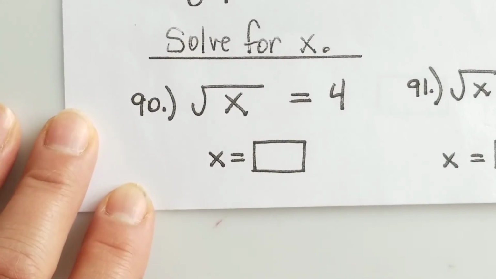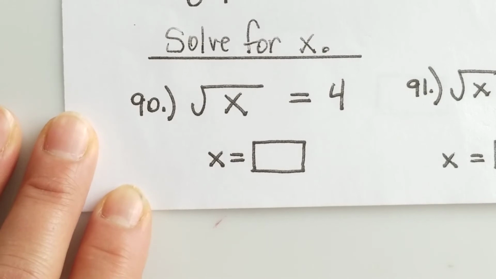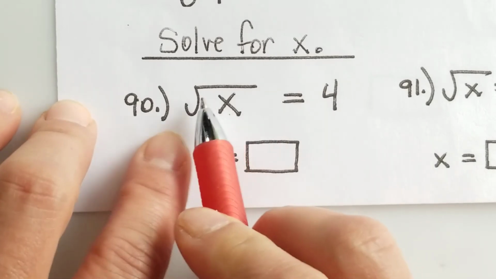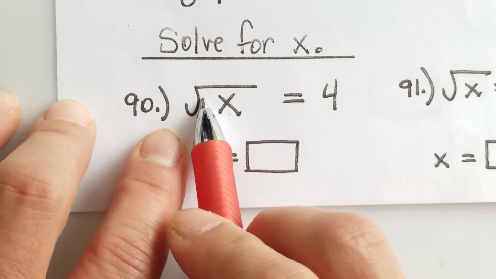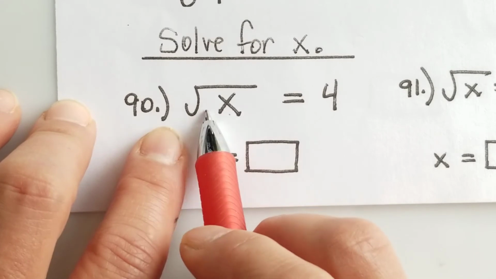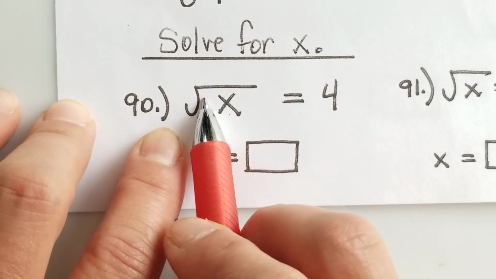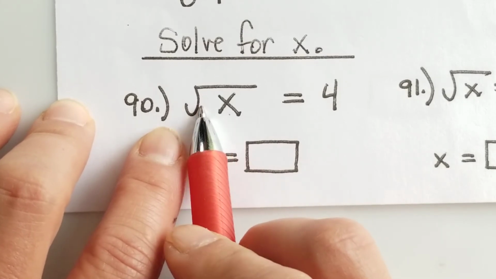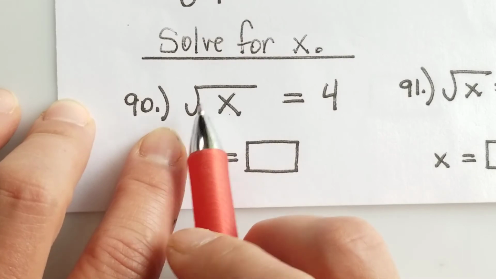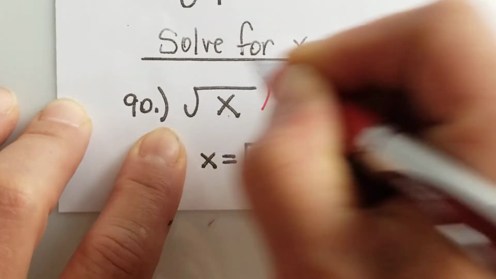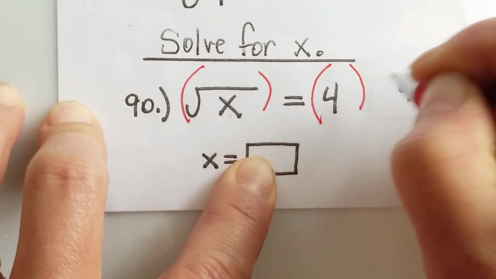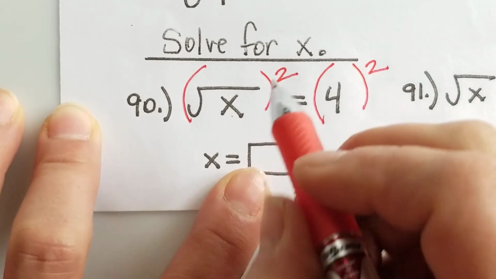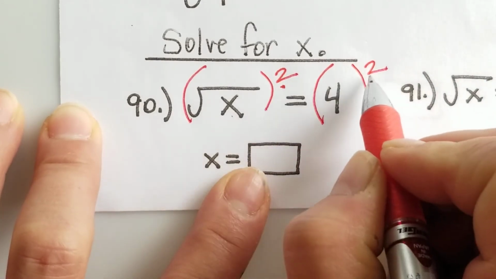Oops. 90 through 92, you are going to be solving for x, not the square root of x. So we want to get x by itself and get rid of this radical. How you do that is you do the inverse of the square rooting method, and that is to square both sides. Okay? So what you do to one side, you do to the other.